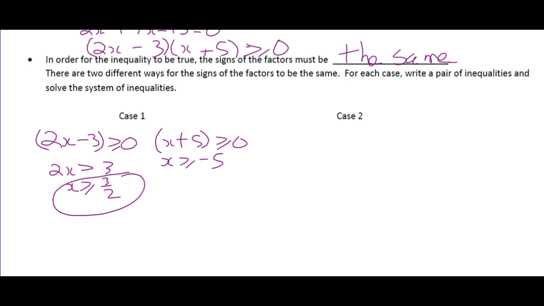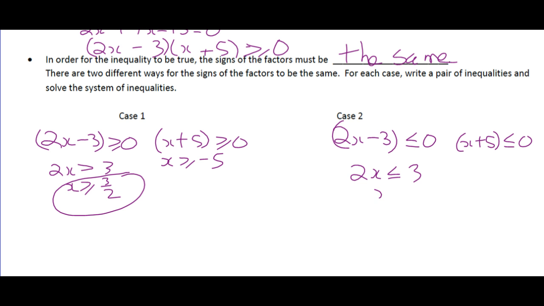If it has to be both of these, then it's the more restrictive. This is more restrictive, right? It doesn't allow the zeros or the negatives. Okay, so that's most restrictive. Case 2, 2x minus 3 is less than or equal to 0, x plus 5 less than or equal to 0. So 2x is less than or equal to 3, x is less than or equal to 3 halves, x is less than or equal to negative 5. That's the more restrictive one, right? Less than or equal to 3 halves includes 0, but that's not really going to work with this. So it's got to be less than or equal to negative 5.